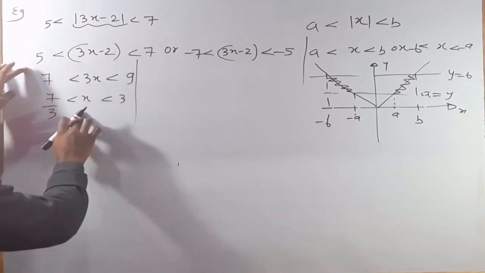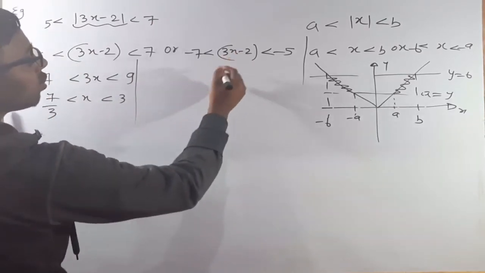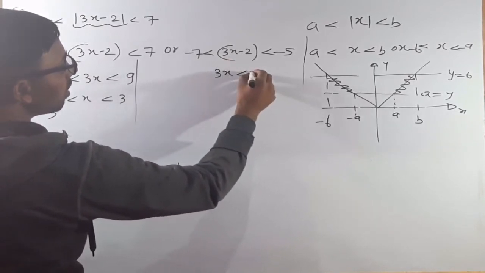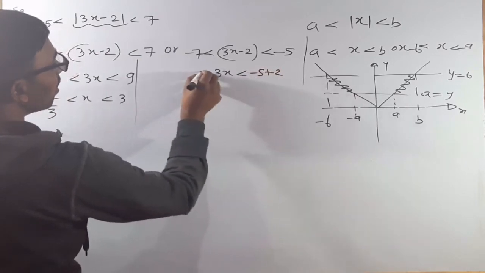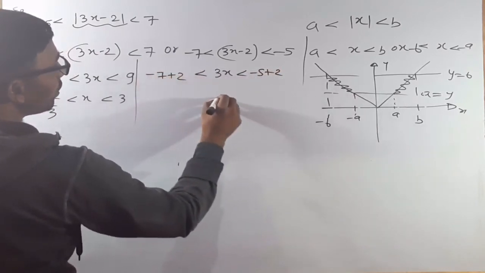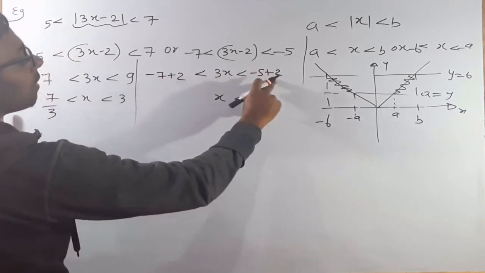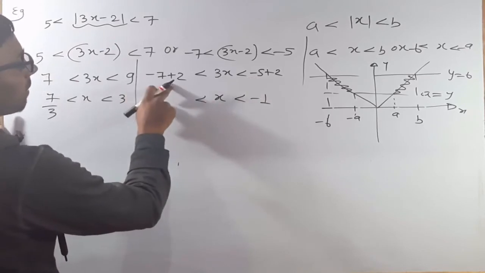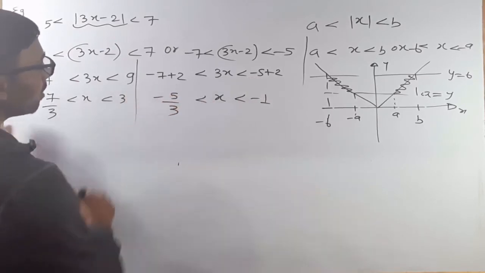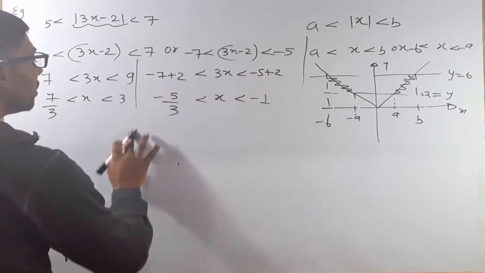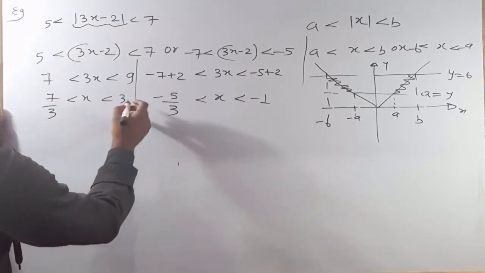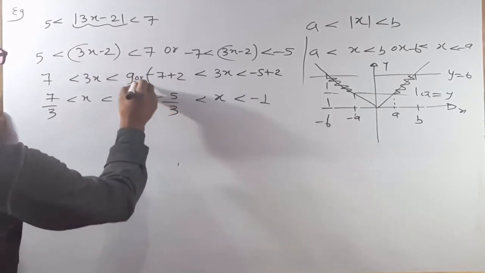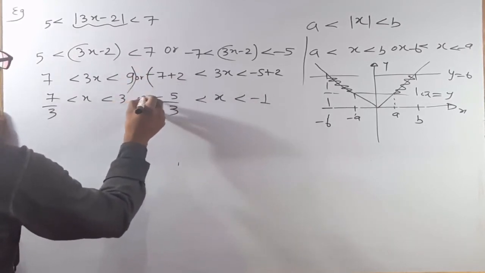With this we can find these values of x. Simply again we will add 2 on both the sides. 3x minus 5 plus 2 is greater than -7 plus 2. So here we can say this is going to be -3, this is going to be -1 greater than -5 by 3. So these are the values of x, and I am saying this is or.